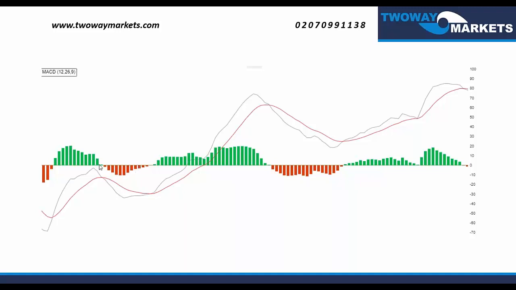But again, some individuals would disagree, but in my opinion, the histogram part of the indicator is not necessary. Again, some individuals may find it easier to identify the crossover points, but that is just one way in which you can use the actual MACD indicator.